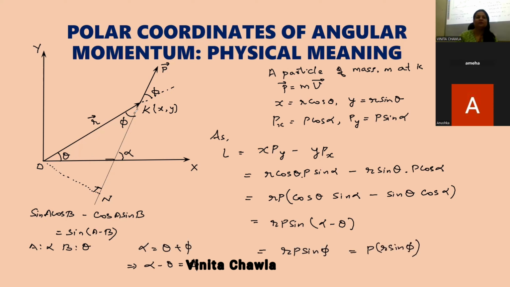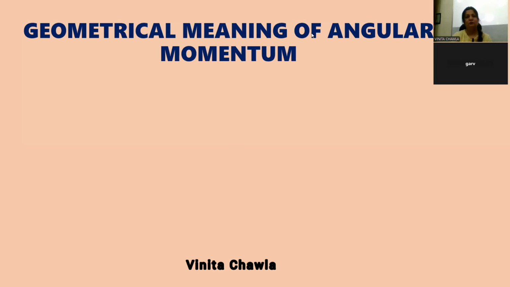Now what is r sin phi? This is r, right? So this line kn is r cos phi. Look at this triangle where we have angle phi. So this kn is r cos phi, and on is r sin phi. So we can write this as p into on. Okay? P into on. So L is the product of linear momentum P and the perpendicular distance of the line of action of P from the axis of rotation.